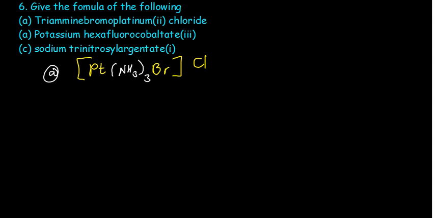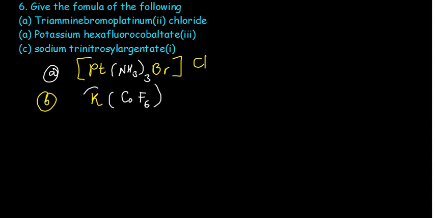Now let's consider the second one. We've been given potassium, so that is the first one we're going to name. And then hexafluorocobaltate. Now we have hexafluoro. How do we name that? So let's first start. Hexafluoro means we've got 6 of them. And then cobaltate. So that is simply cobalt. The charge we can see is a positive 3.